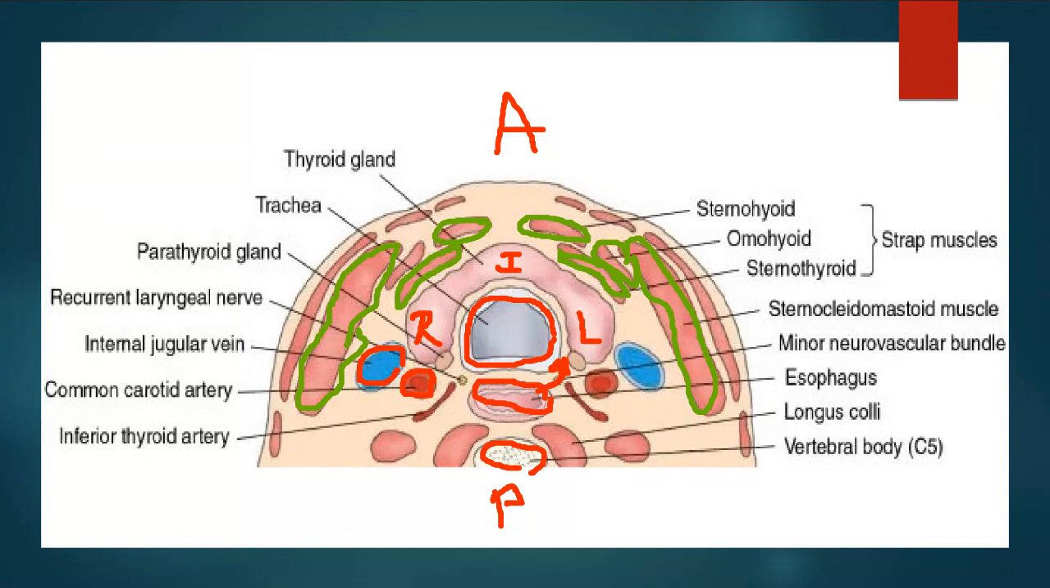And then we have omohyoid, sandwiched between the two other strap muscles and also sandwiched between the sternocleidomastoid and the sternothyroid muscle as well. So there are additional muscles in the neck. We don't particularly need to get into that. We don't need to go too in depth with all of the musculature of the neck. These are just our major muscles that we need to be aware of.